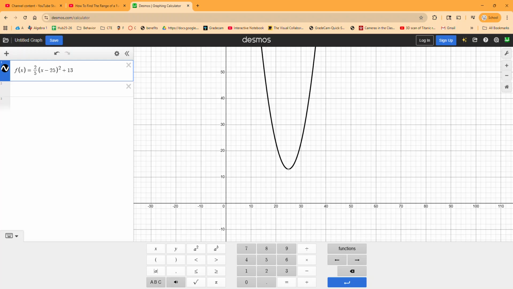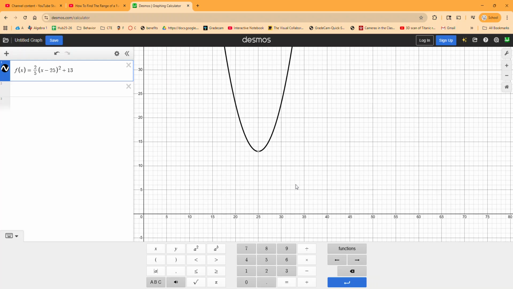So f of x equals 2/5 times x minus 25 squared plus 13. Well, look at this. Right here. So if we think of our starting location as the origin, we can translate over 25 units. And remember, when dealing with the x, you go the opposite direction of the sign. So when you x minus 25, when you transform the x by negative 25, you don't go left, you go right. And look at this, 25. And then 13 would be your y value.